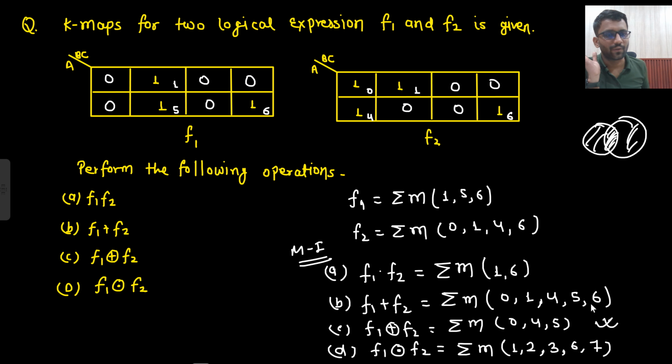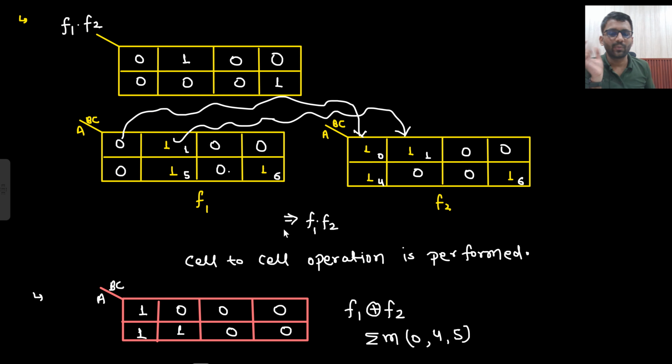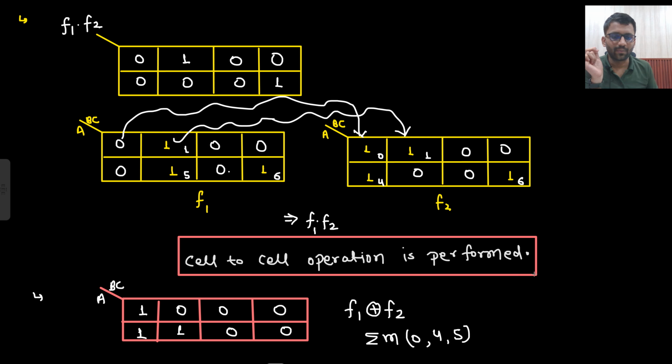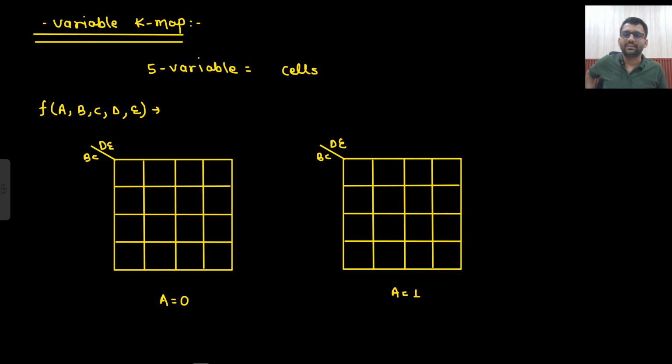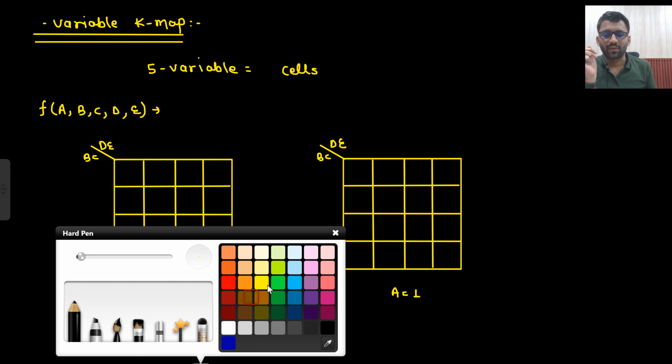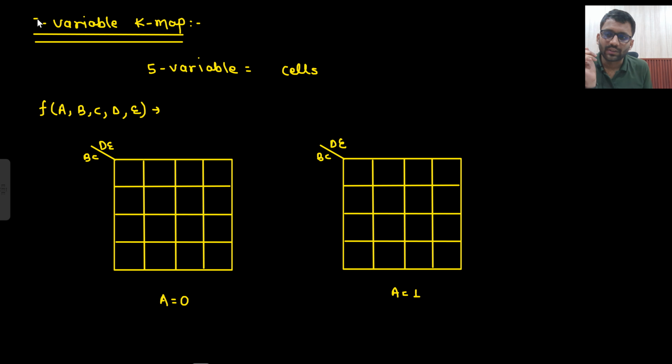So this is how you need to perform it. Cell to cell operation is performed. This is a very, very important line. That would be the correct answer. So always you need to perform cell to cell operation. Let's see the 5 variable K-map now. Very important concept.